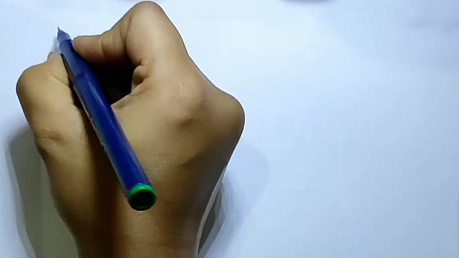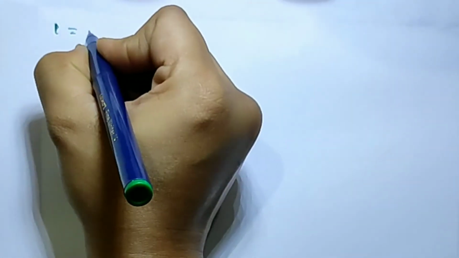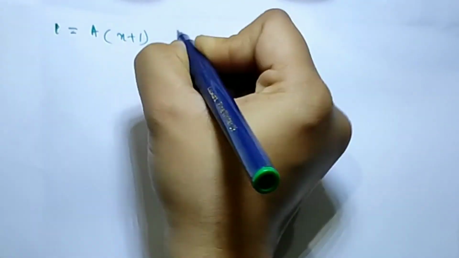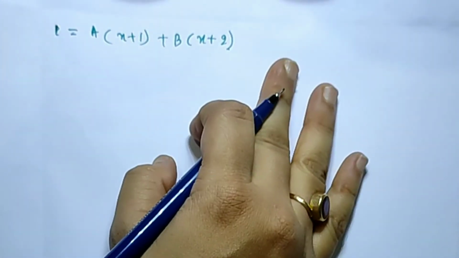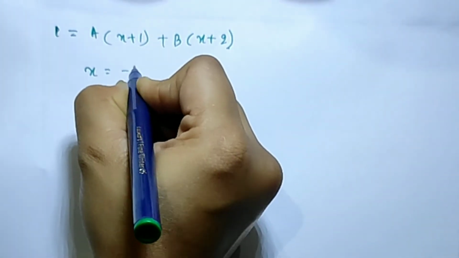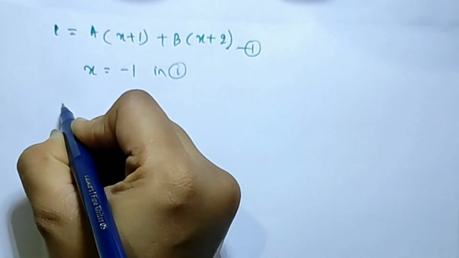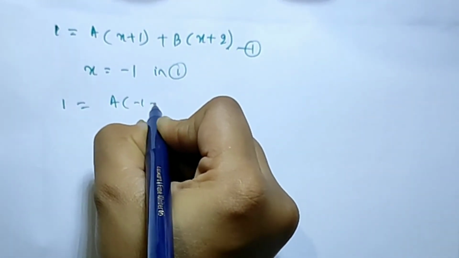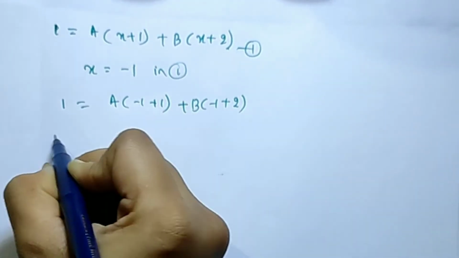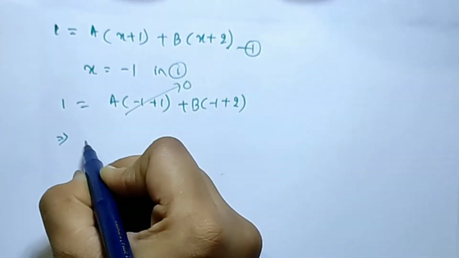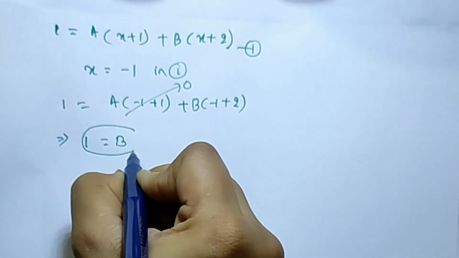We can have 1 = a(x + 1) + b(x + 2). By the method of separation, we will put x = −1. Then equation 1 becomes 1 = a(−1 + 1) + b(−1 + 2). This will be 0, and 1 = b. So we will get the value of b as 1.